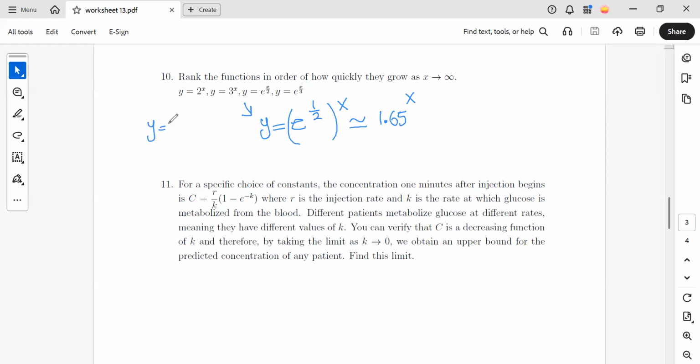The first one was 2 to x, the second one was 3 to x, and the last one is also y equals e to 1/3 to the power x, which is approximately 1.40 to the x. Now that all are in terms of exponentials, we can say that exponential functions grow faster as the base increases.